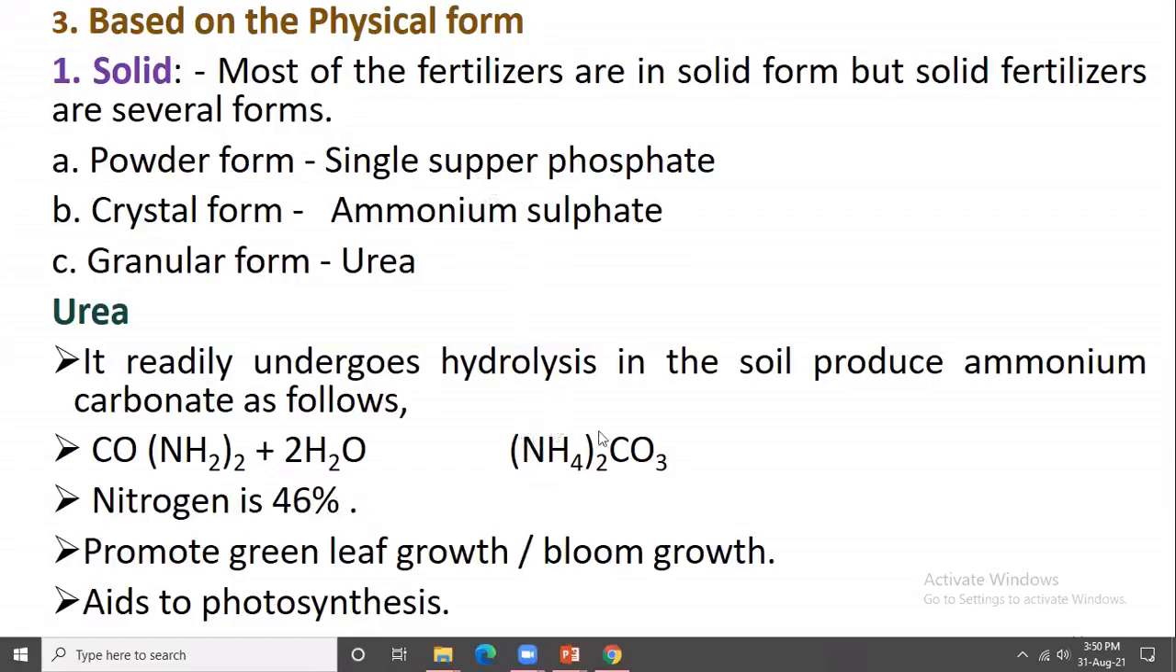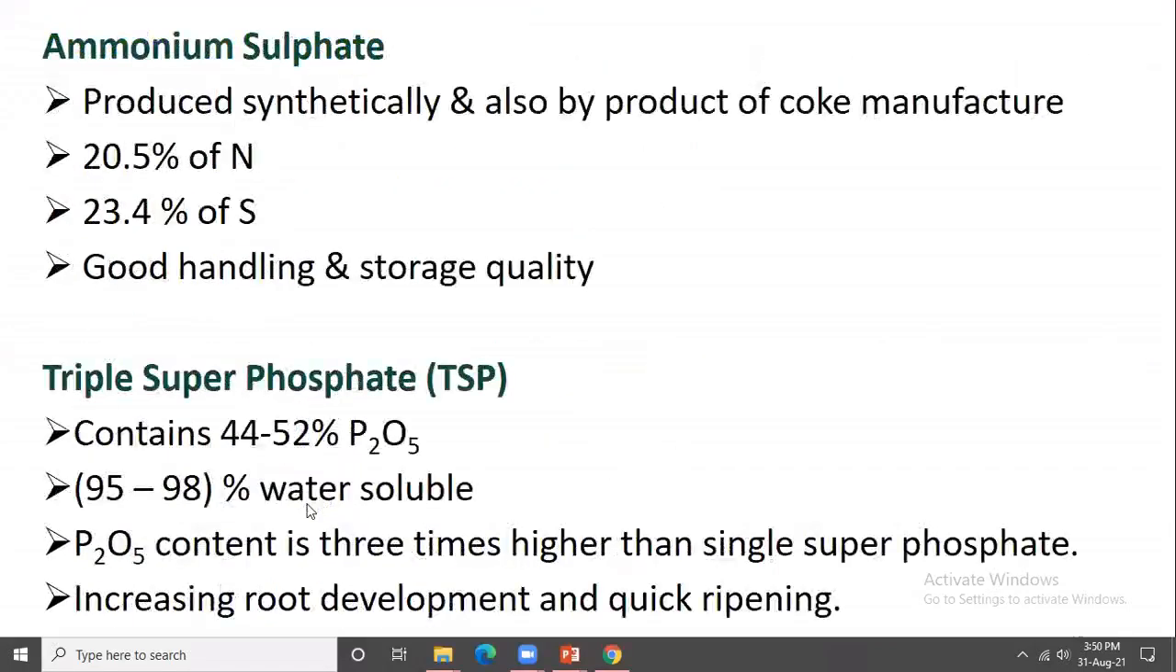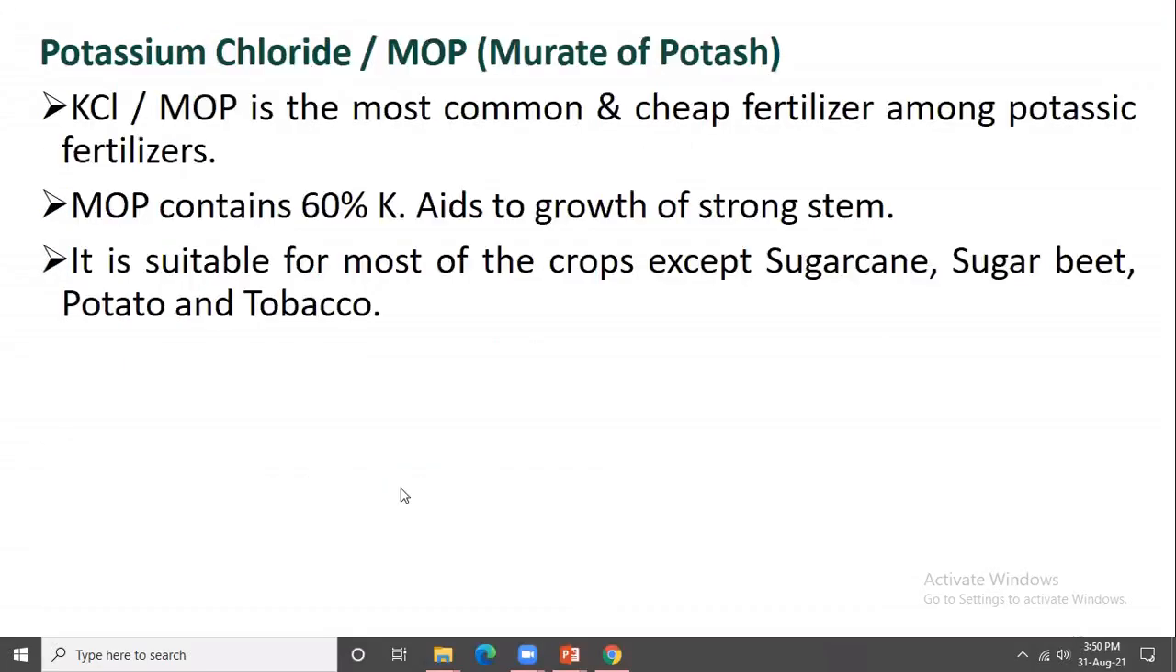It may come in your exam. What is the chemical formula for urea? (NH4)2CO3. What is the nitrogen available in urea? Only that percentage you can memorize. Others, no need. And ammonium sulfate and triple superphosphate.